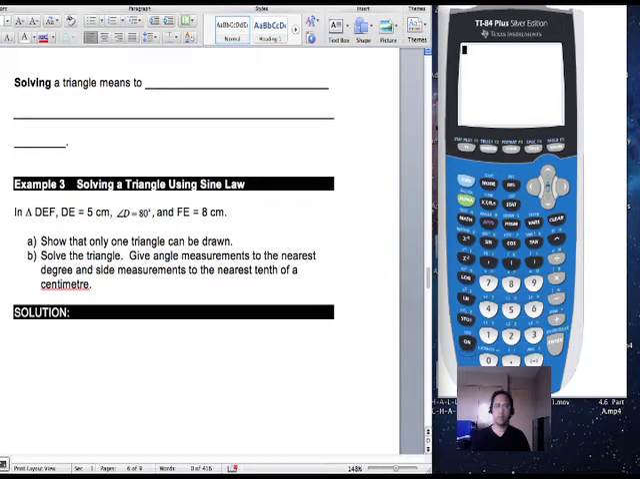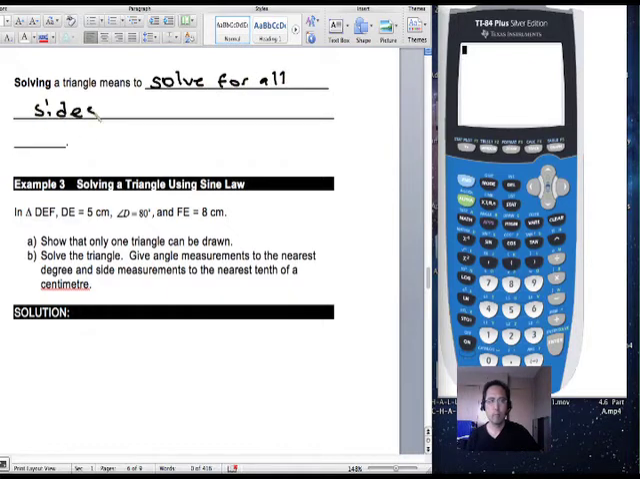Okay, next part has to do with a little bit of terminology. What does it mean to solve triangles? Well, you'll get the direction, solve triangle ABC. And what that means is we're going to solve for all sides and all angles.